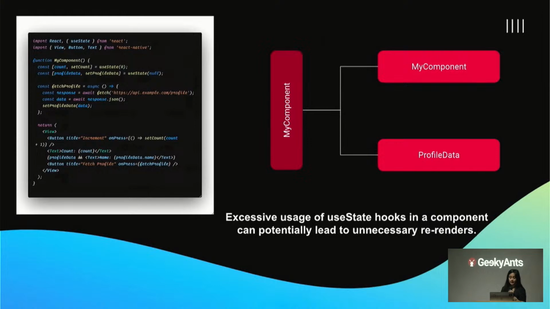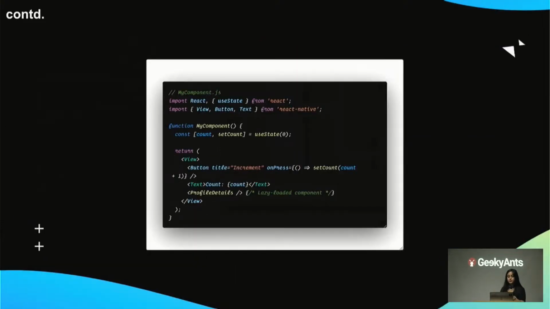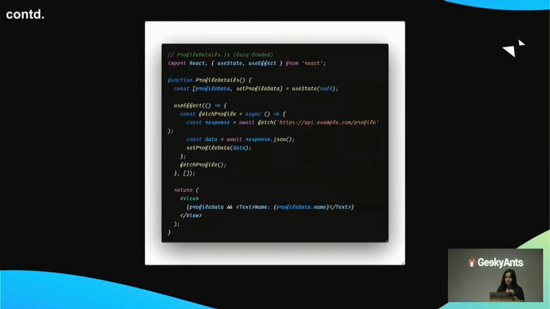By code splitting. Here I have two of the states, that is count and profile data. I'll be splitting it into my component and profile data. We can see that over here I've split the count to a separate component, and now I'm loading the profile data over here, wherein any changes that are being made in the profile details won't be affecting this component. Here we can see that profile details is there, and we are trying to get the response from the API over here and present it over here, right?